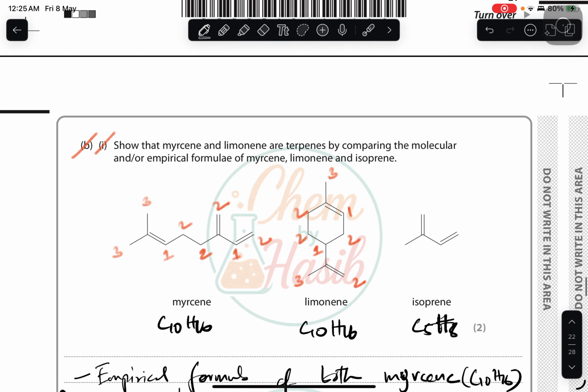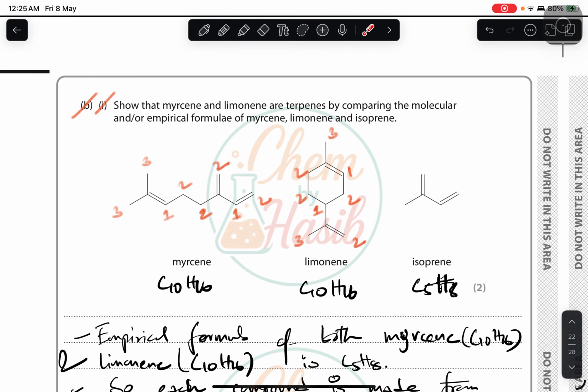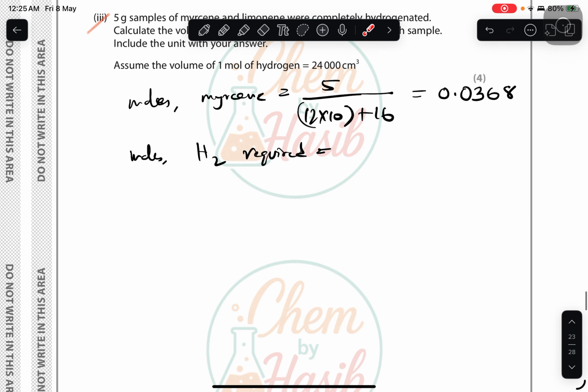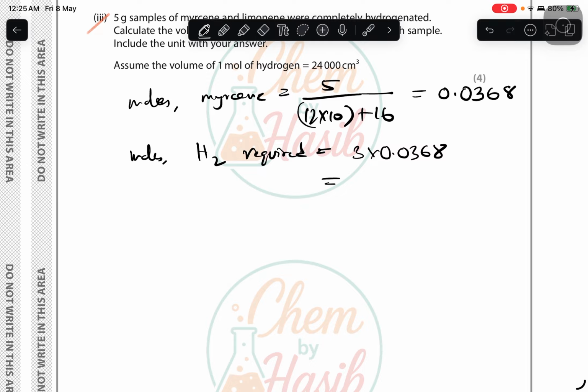Now let us look at the structure of myrcene. Myrcene has 1, 2, 3 double bonds. So the number of moles of hydrogen required will be 3 times the moles of the myrcene, because the mole ratio will be 1:3, because there are 3 double bonds. In order to saturate 1 double bond, we need 1 H2. In order to saturate 3 double bonds, we need 3 H2. So you multiply by 3. So now if you multiply by 3, it is 0.0368 multiplied times 3. This would be 0.1104.